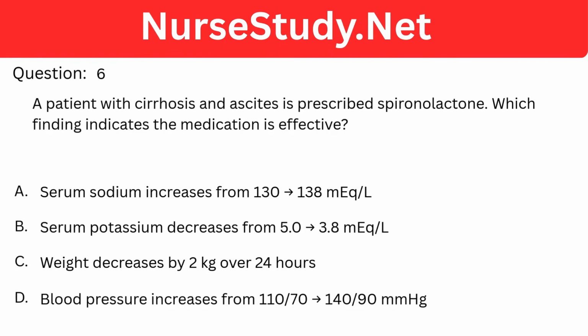B. Serum potassium decreases from 5.0 to 3.8 milliequivalents per liter. C. Weight decreases by 2 kilograms over 24 hours. D. Blood pressure increases from 110/70 to 140/90 millimeters of mercury.